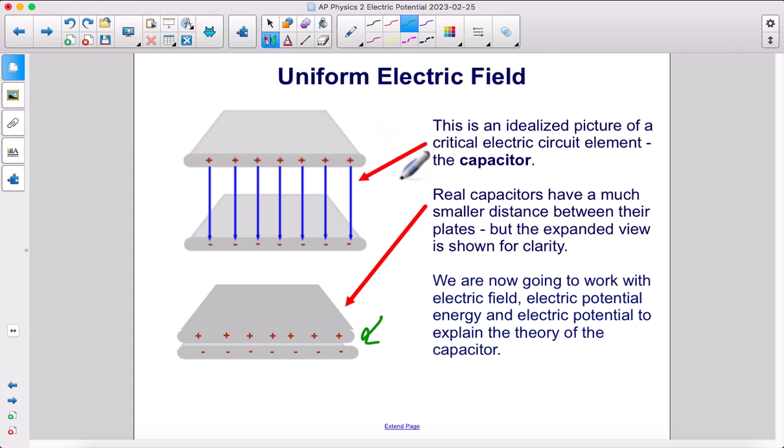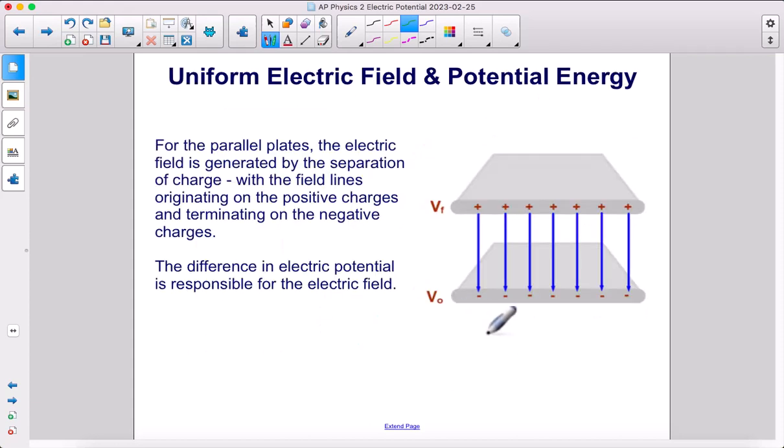We're now going to work with electric field, electric potential energy, and electric potential to explain the theory of the capacitor. For the parallel plates, the electric field is generated by the separation of charge, with the field lines originating on the positive charges and terminating on the negative charges. The difference in electric potential is responsible for the electric field.